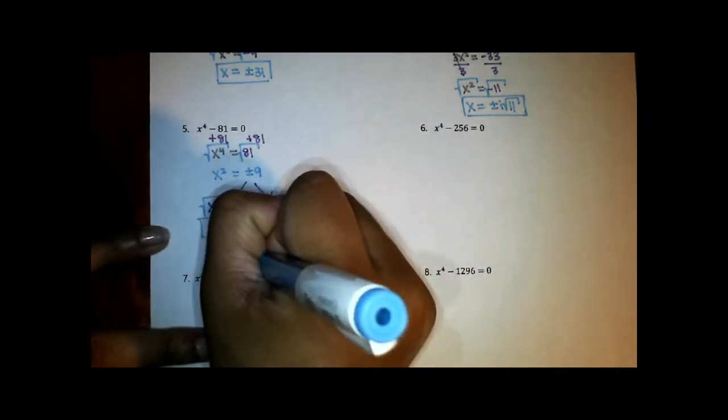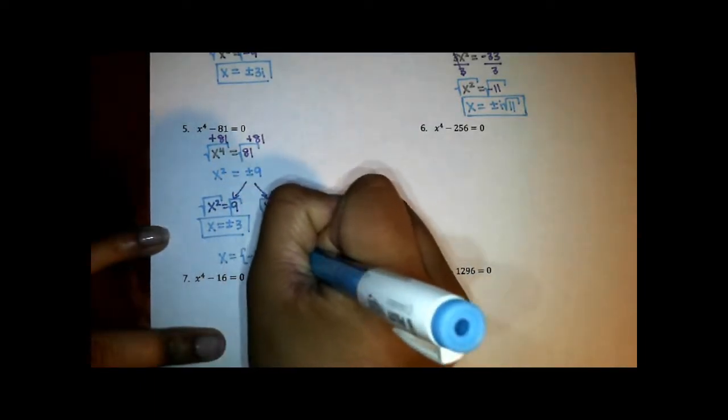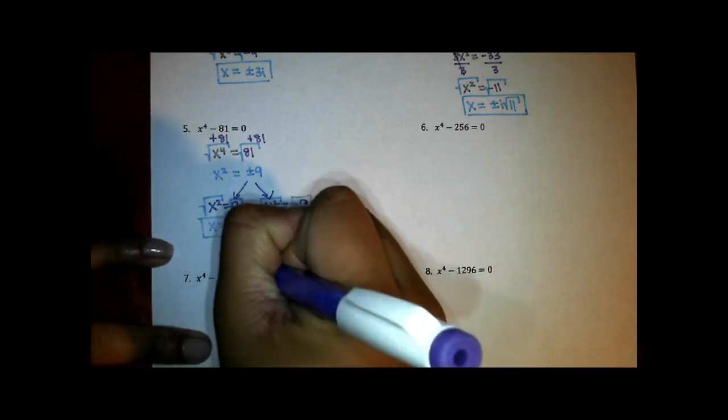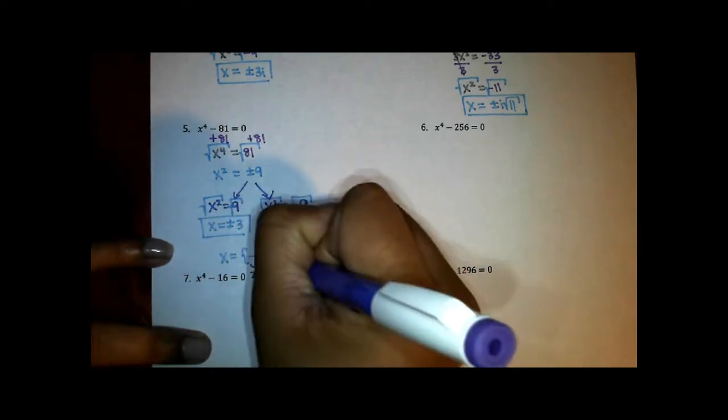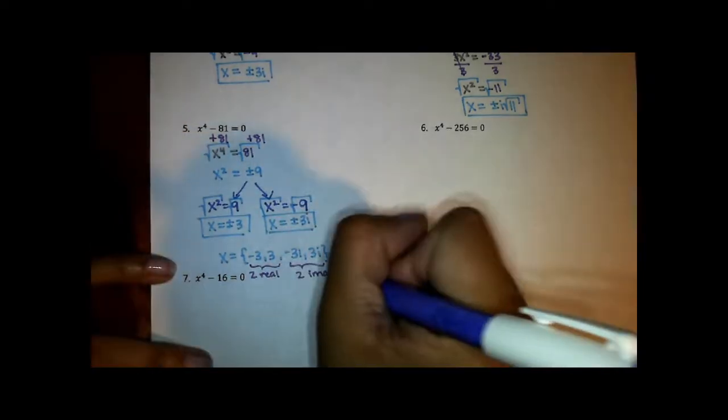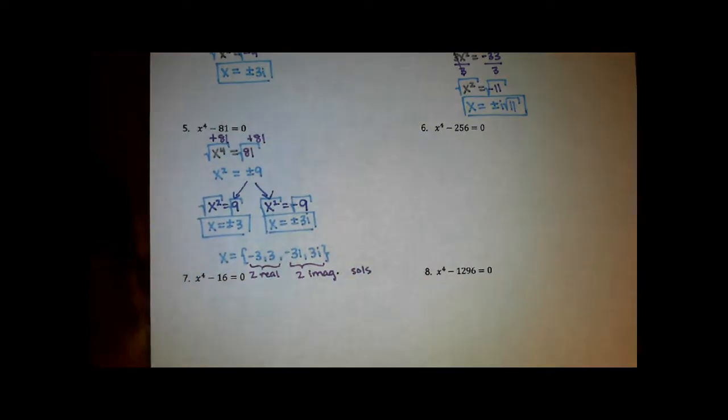So another way to write this is x is equal to negative 3, positive 3, negative 3i, and positive 3i. If we looked at this, we'd see that these 2 are real solutions, and these 2 are imaginary solutions. Make sense? So we have 4 solutions, 2 real and 2 imaginary, and they're imaginary because they have an i involved. So we're going to go ahead and do the same steps for number 6.